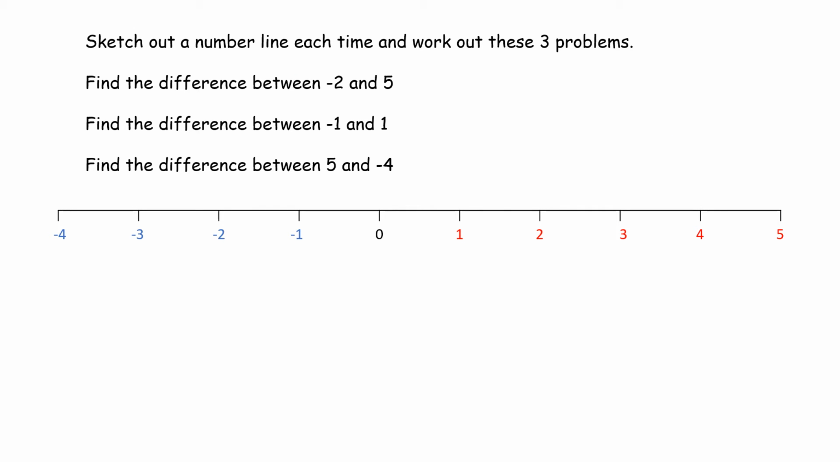This time it's for you to have a go at sketching out a number line each time and work out these 3 problems. You only need a short number line just like this one. Number 1 is to find the difference between -2 and 5. The second is to find the difference between -1 and 1. And third, to find the difference between 5 and -4. So have a go at those, pause the video while you try.